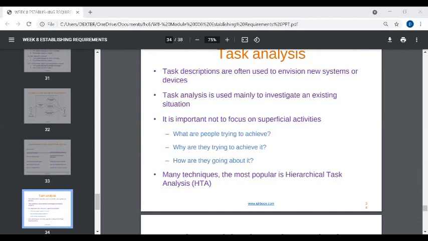So task analysis is an umbrella term that covers techniques for investigating cognitive processes and physical actions at a high level of abstraction and in minute detail. In practice, task analysis techniques have had a mixed reception. The most widely used version is hierarchical task analysis.